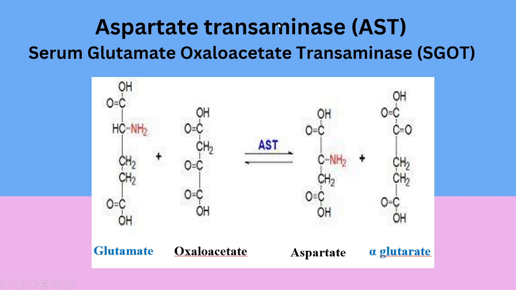Likewise, aspartate transaminase or serum glutamate oxaloacetate transaminase, because it interconverts glutamate and aspartate and their alpha keto acids respectively, oxaloacetate and alpha ketoglutarate. So the amino group can be reversibly removed from glutamate and added to oxaloacetate. Oxaloacetate will become aspartate, while glutamate will become, of course, alpha ketoglutarate, and vice versa.